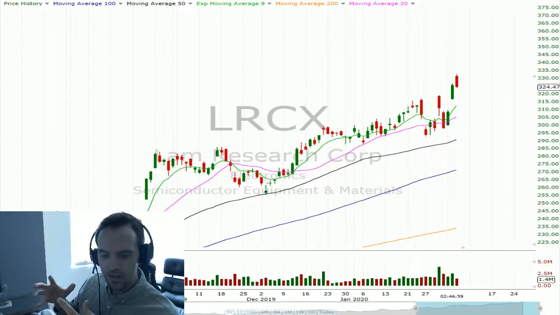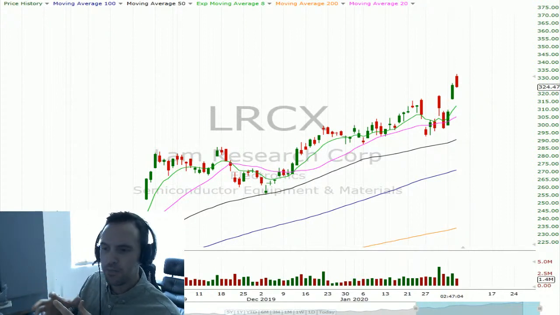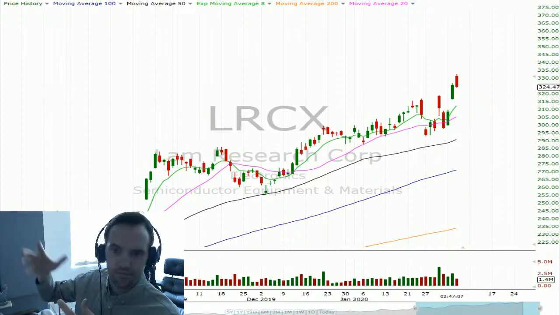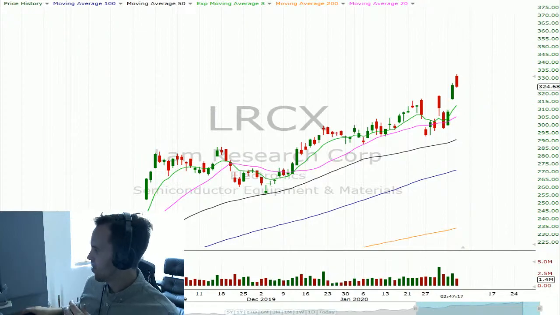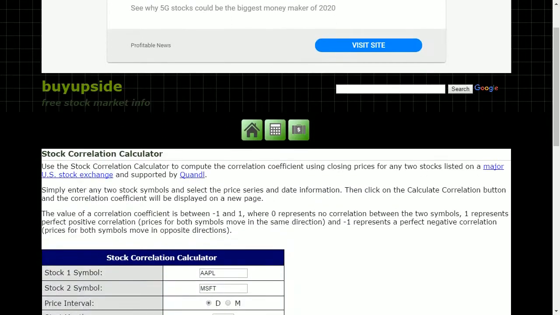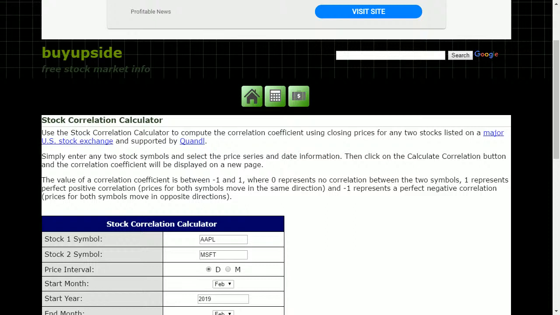And at the end of the day, you might be able to spot these on their own. Like you already might know that it makes sense. Like UAL, Delta, American Airlines, they're all very similar. But sometimes the relationships or the correlations aren't as easy to spot, and that's where this really cool free tool that I use all the time comes in handy. And this is just from the website Buy Upside. It's a free calculator, and it's great for finding levels of correlation between a couple stocks.